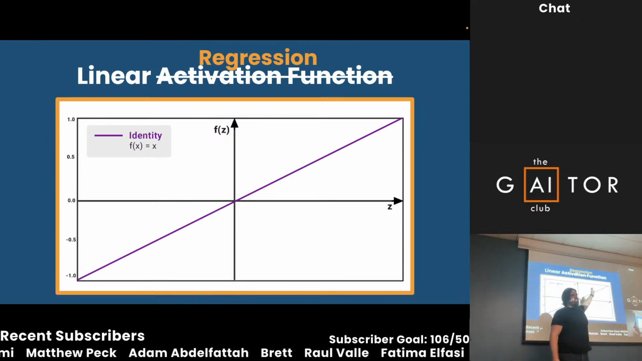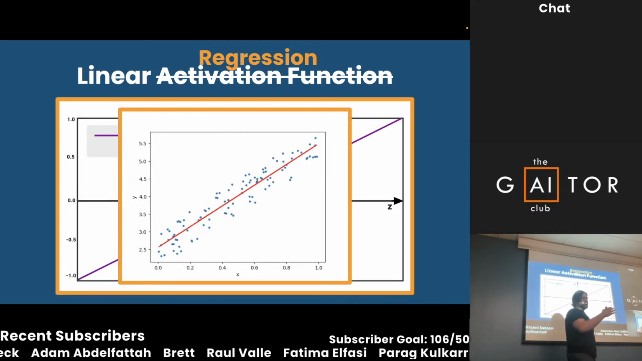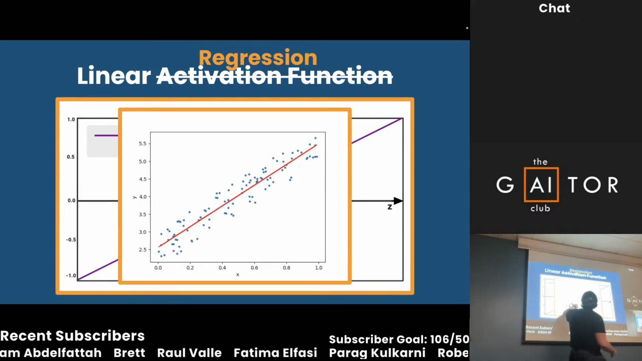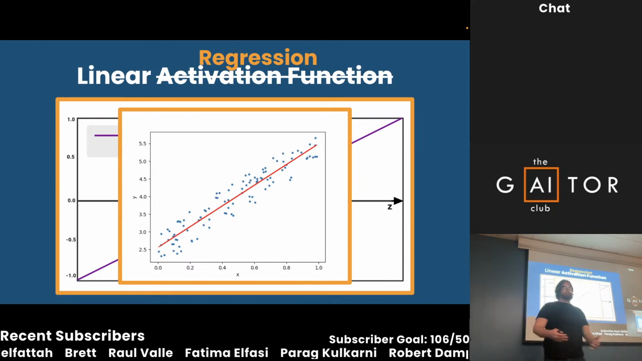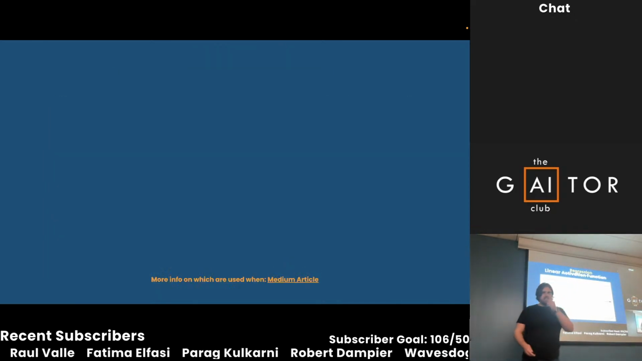So here's what a linear activation function looks like, but a lot of you would know this better as a regression, where you take the inputs and fit some line to them, where we find a weight and a bias that gets the least amount of loss. And we're going to talk about a loss function later.